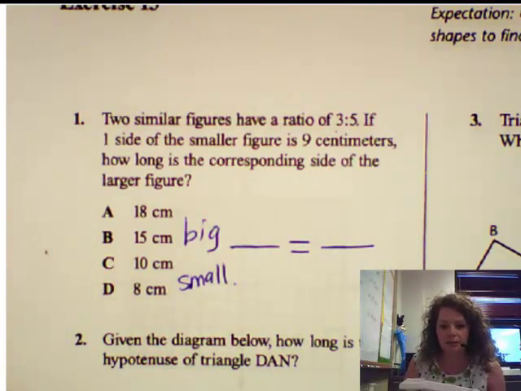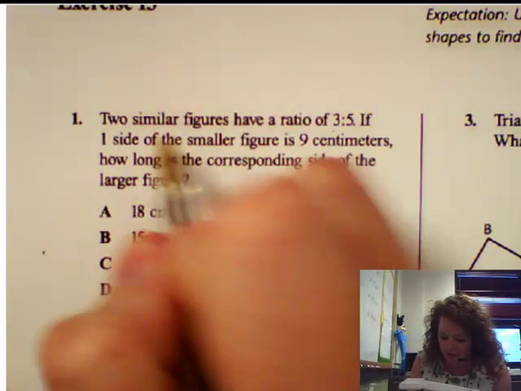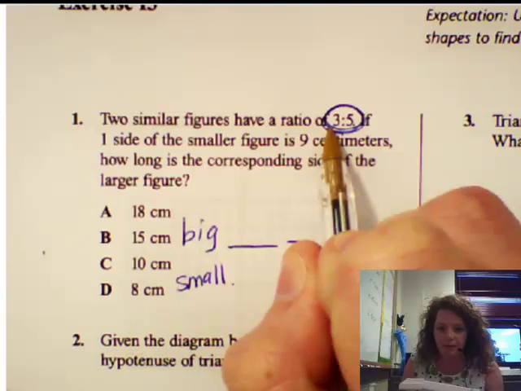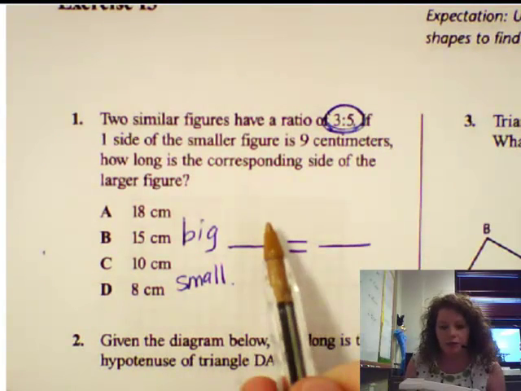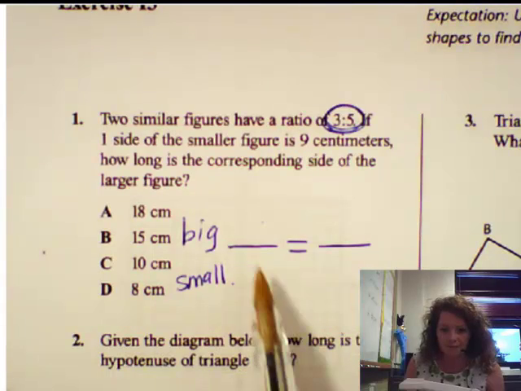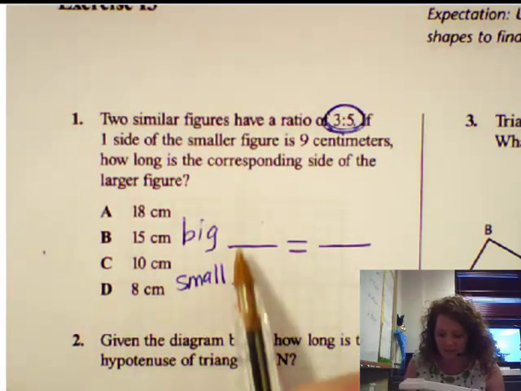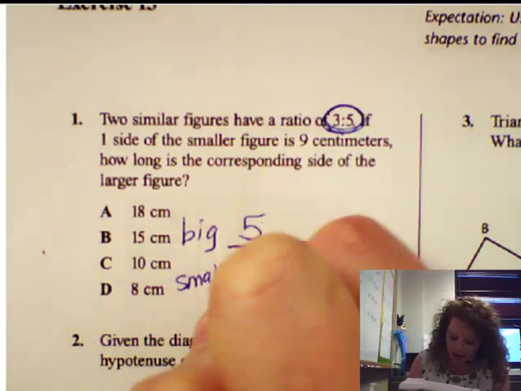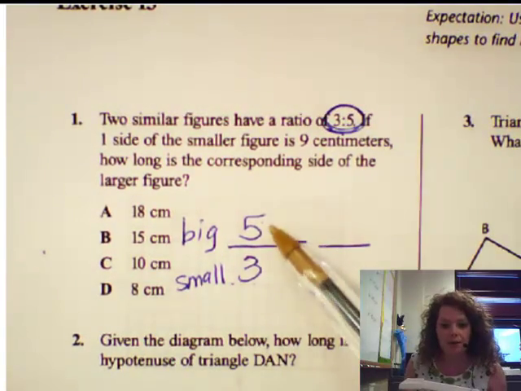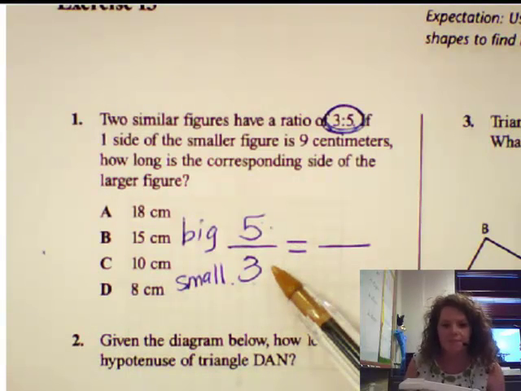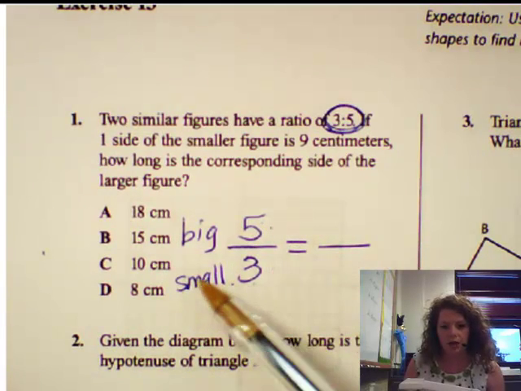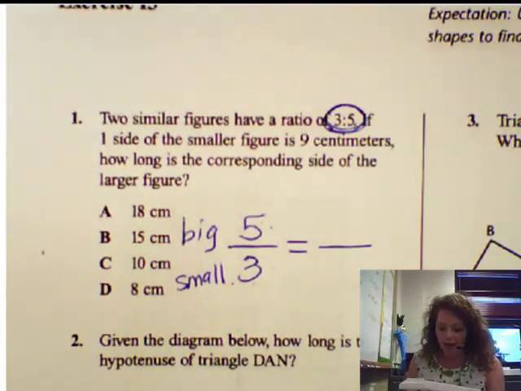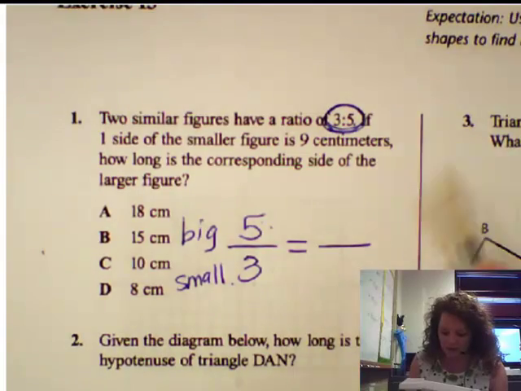So let's fill in some information we know. These two similar figures have a ratio of 3 to 5. You need to think very carefully about how you fill this in. Would the 3 go up top or on the bottom? Well, since we set ours up as big over small, we're actually going to have to write our ratio as 5 over 3, the bigger number over the smaller number, okay? If instead you had done your ratio as small over big, like you flipped it upside down, then you could do 3 over 5.